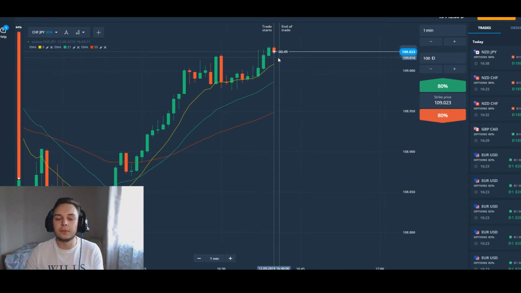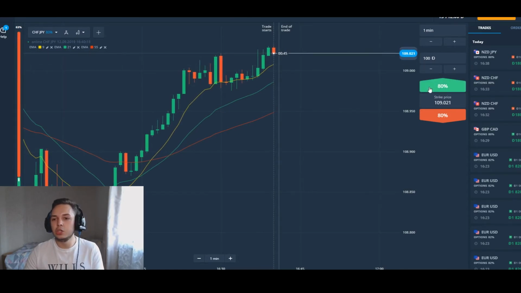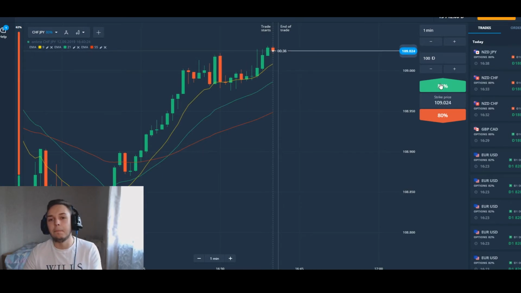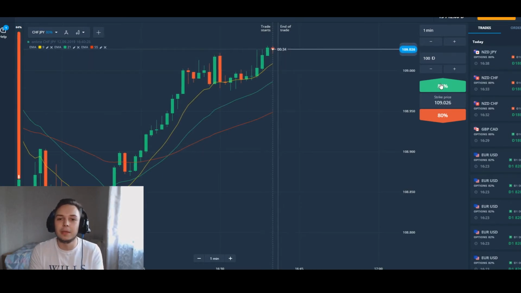So we're still waiting for a pullback in the downwards direction till this yellow line over here. It shouldn't take too long, since this is a 1 minute strategy. You can use it all the time. Hopefully it just pulls back a little bit more so I can place a buy signal, and hopefully this is going to be a winner.